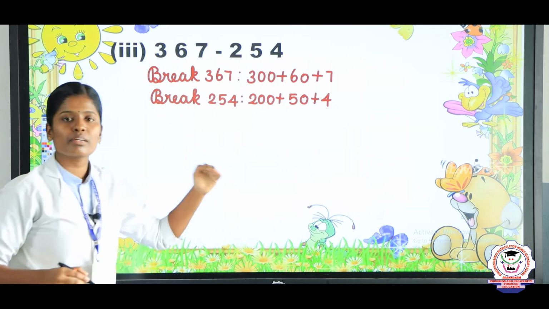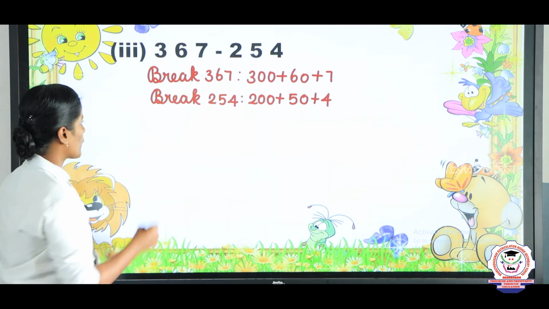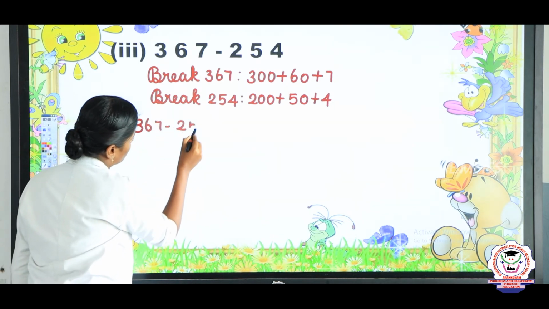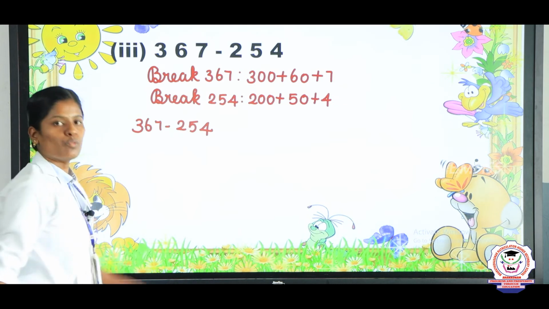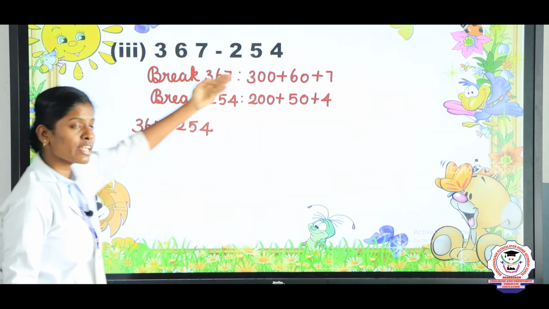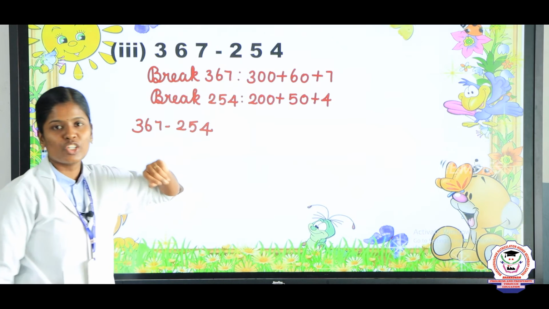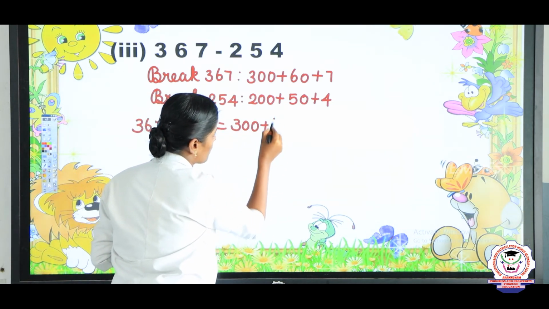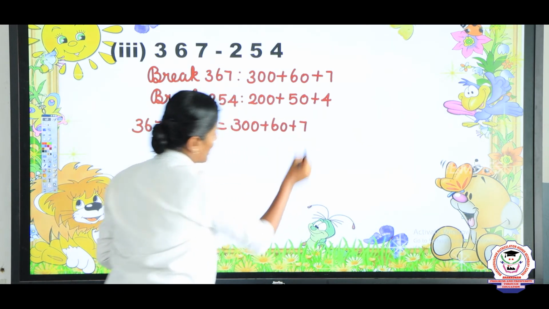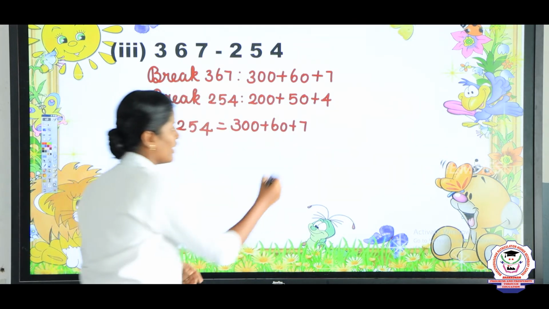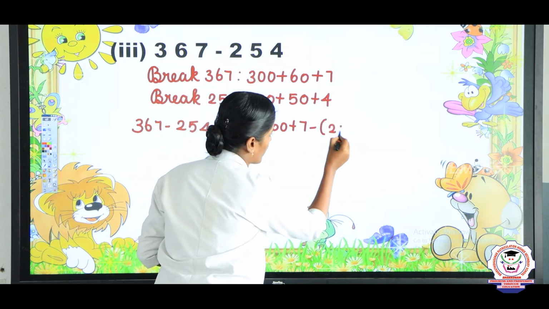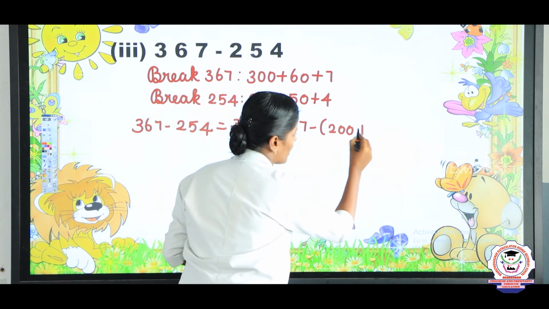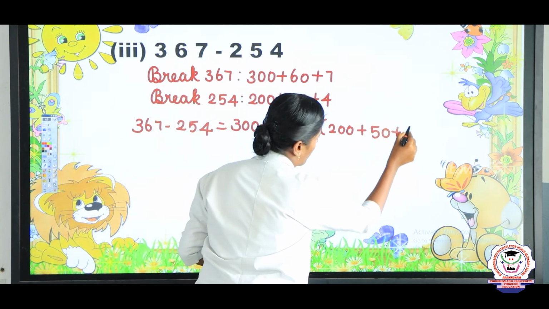Now we are going to substitute in the question. Here the question is 367 minus 254. Already we broke 367. What is the answer? Very good. The answer is 300 plus 60 plus 7. Next put the minus symbol and 254, 200, and then what is the next number? Very good. Our next number is 50 plus 4.